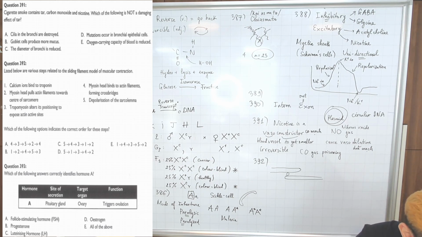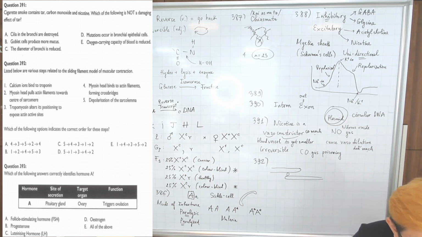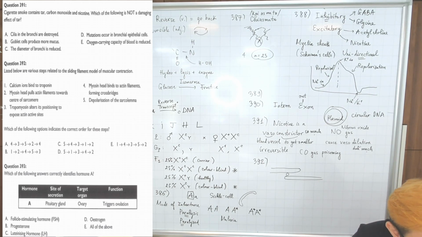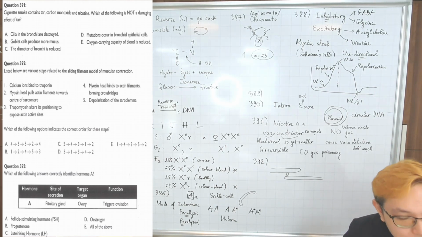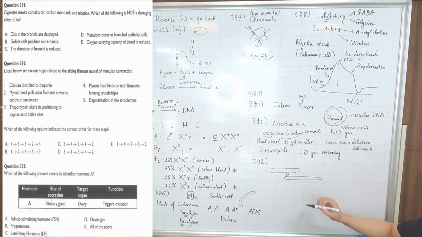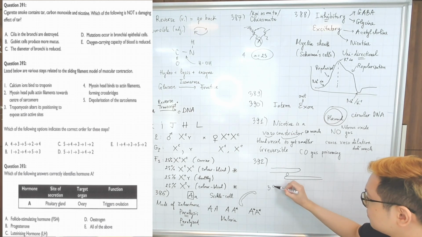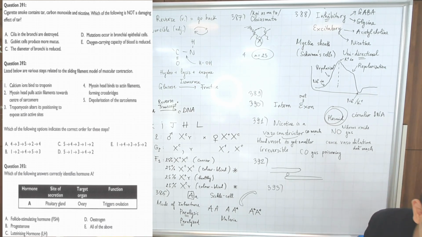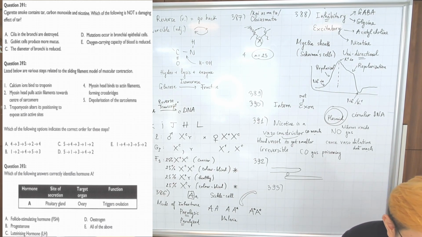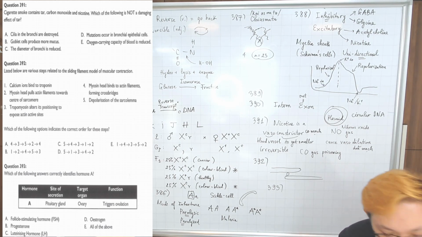Okay, let's see. Question 393. Which of following answers correctly identifies hormone A? Những cái câu trả lời nào sau đây nó xác định đúng cái hormone A?